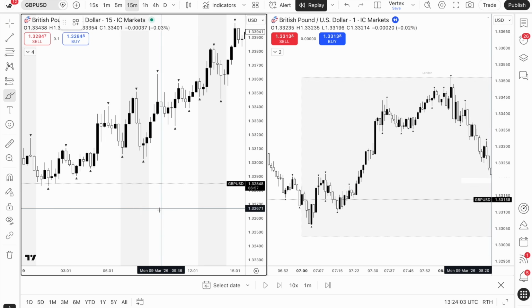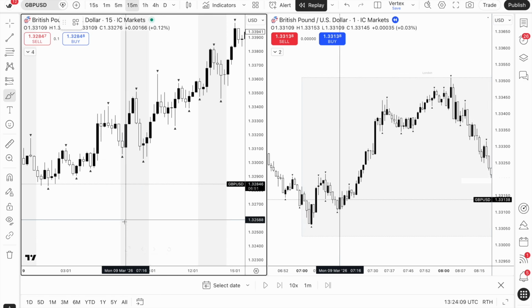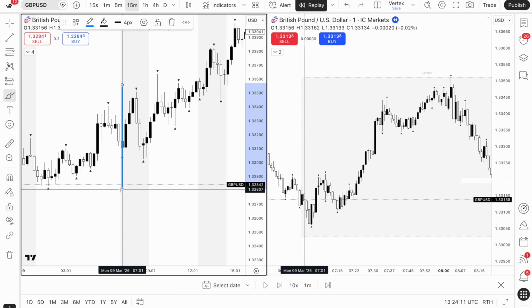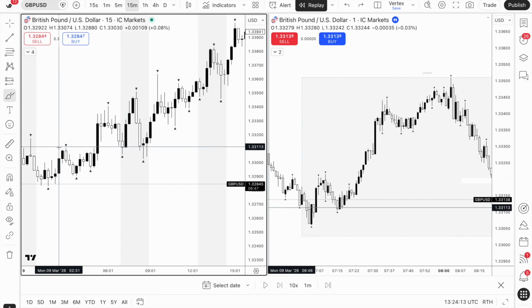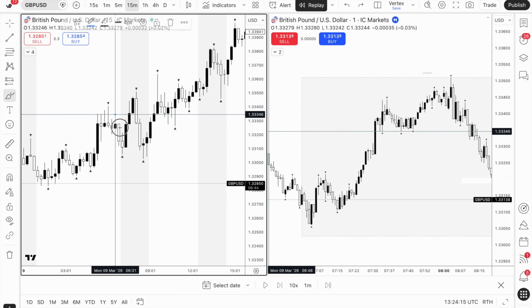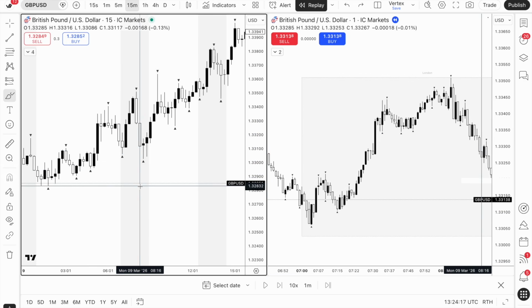Going into the session, we need to be aware of what the bias actually is. So we need to find the most recent sweep before the session. The session obviously starts here, and before the session we have this sweep, which means that we are looking to go short when the session begins.